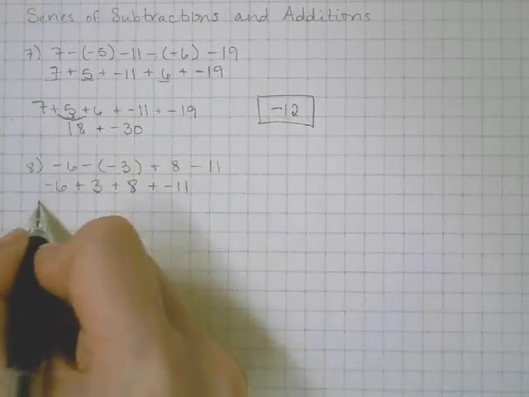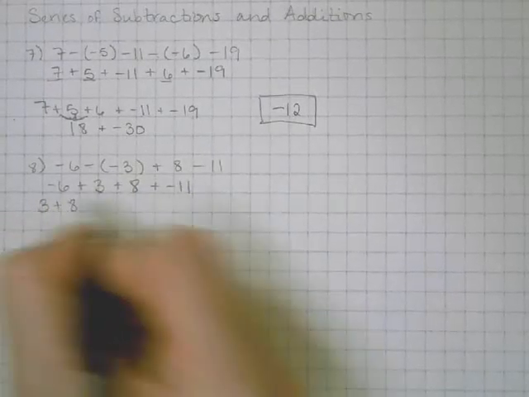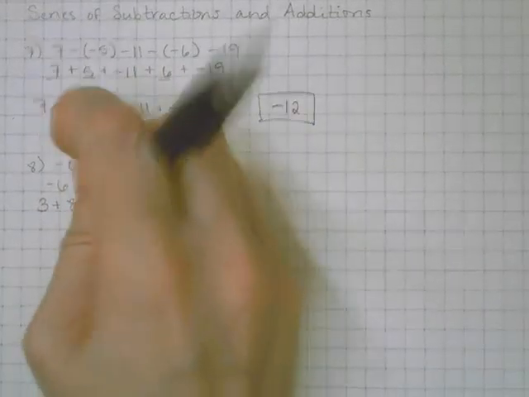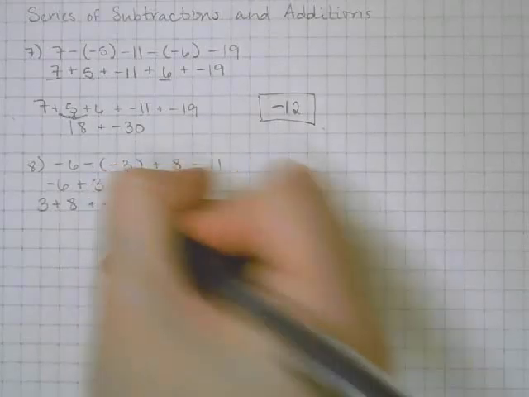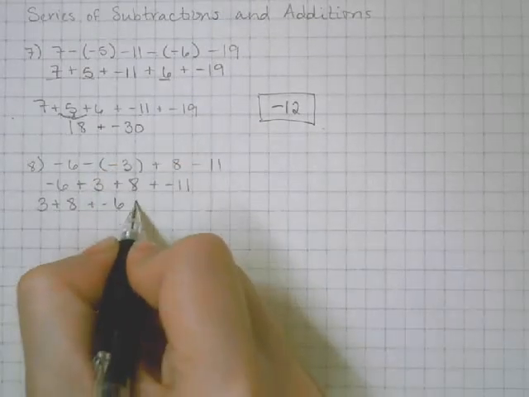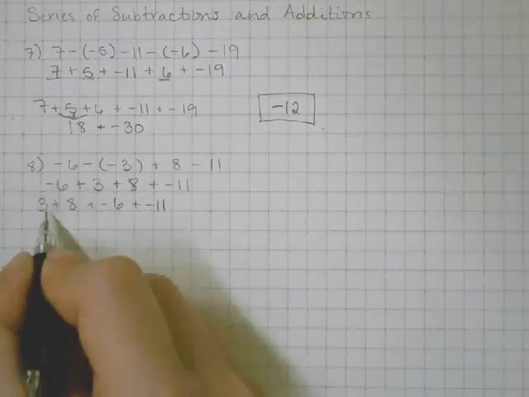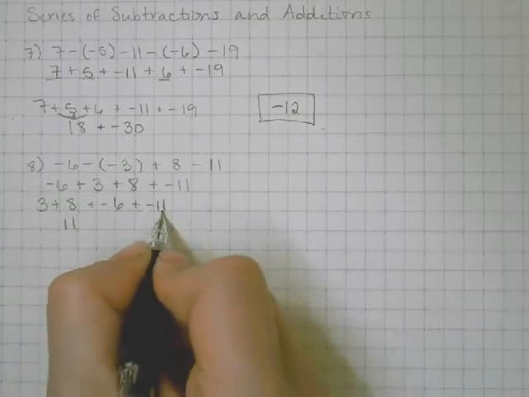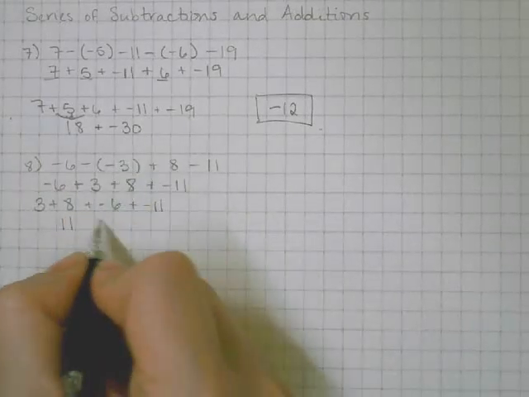I'm going to group together my 3 and 8, so 3 plus 8, plus negative 6, plus negative 11. 3 plus 8 is 11. Negative 6 plus negative 11 is negative 17.